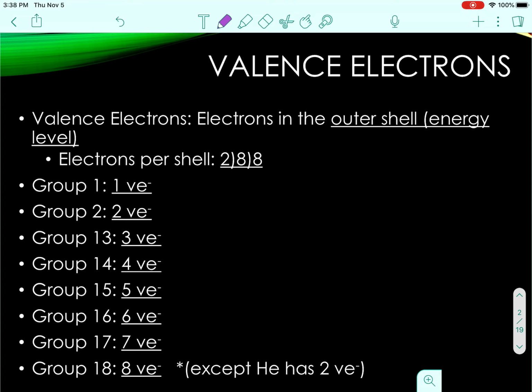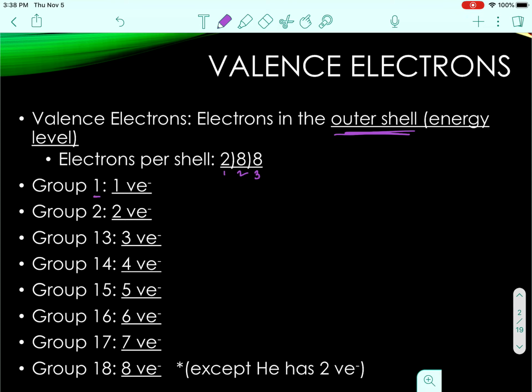So valence electrons, remember those are the electrons in the outer shell, the outer energy level. And remember that those energy levels can hold, the first energy level can hold 2, the second energy level can hold 8, and our third energy level can go up to 8 as well. And that fourth energy level, we're only going to have to go up to 2. So we're just going to focus on those first 3 energy levels.